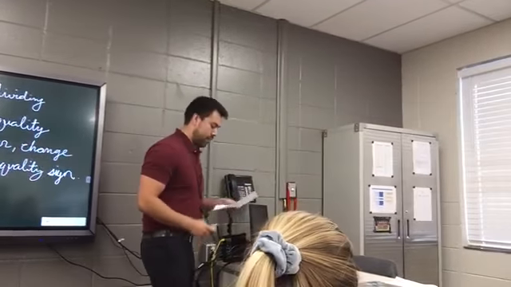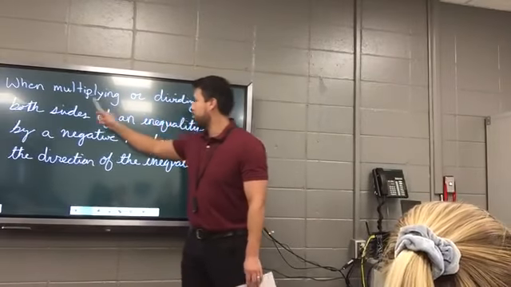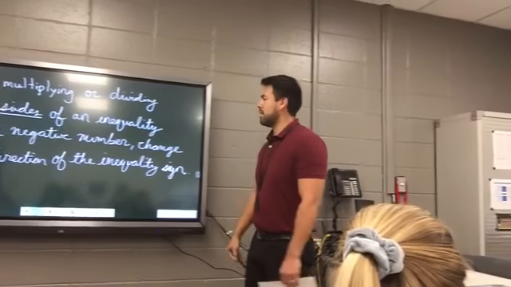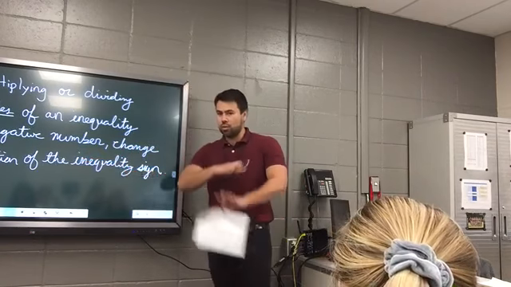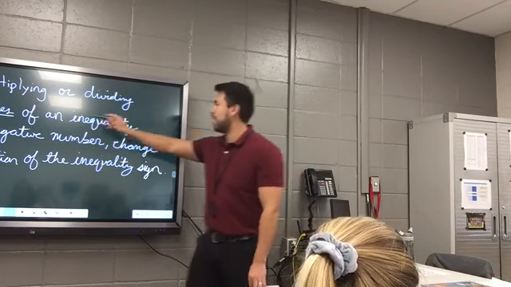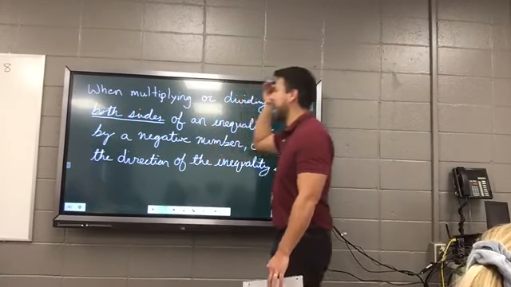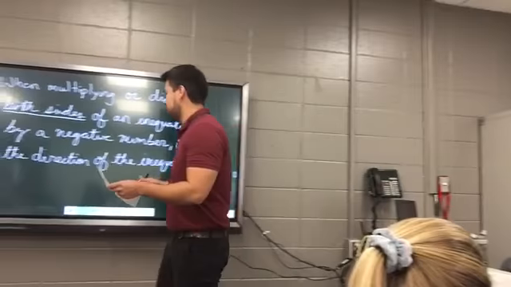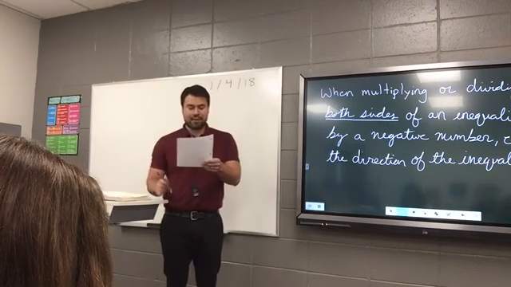Okay, I'll read it to you. When multiplying or dividing both sides, that's super important, of an inequality by a negative number, change the direction of the inequality sign, okay? That's the whole point of this lesson. You work it out just like you did the other problems, but if you multiply or divide both sides, it has to be both sides, by a negative number, then you change the direction. Okay, you guys good with that? That's the key to this lesson. If you get this, you're pretty set.